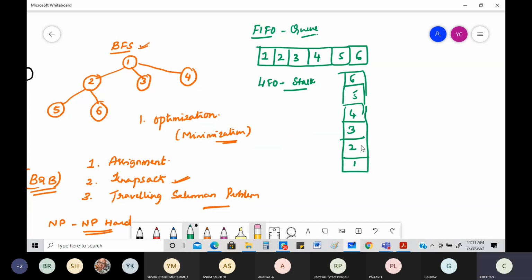It's all fine. You understood what it is, and the example or the memory representation. The most important part is the applications of branch and bound. The first very important application of branch and bound is nothing but your assignment problem.